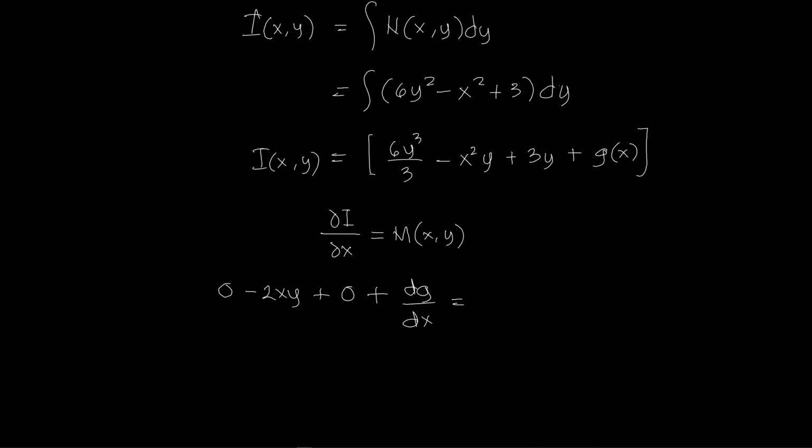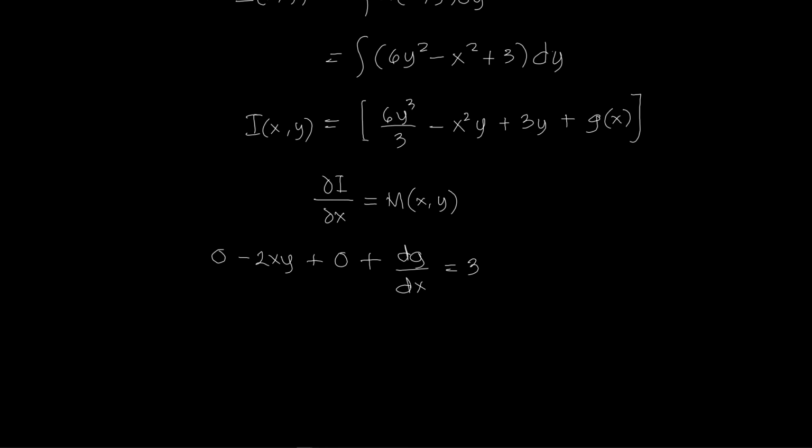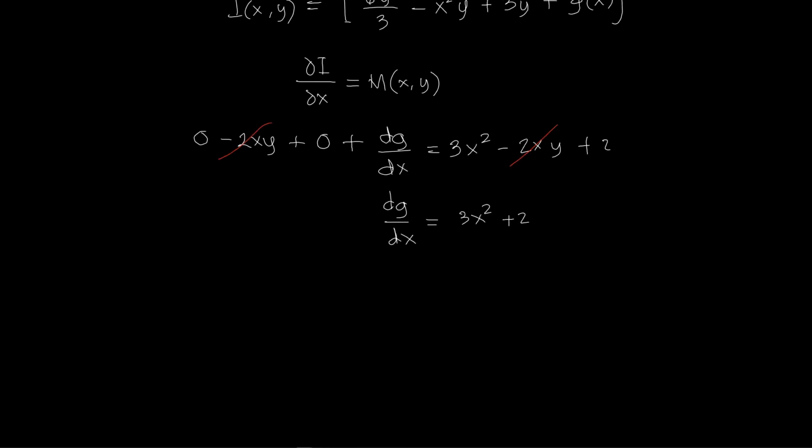3x squared minus 2xy plus 2. Can we cancel? The 2xy, sir. So we have dg over dx equal to 3x squared plus 2. Okay, then it is just variable separable.